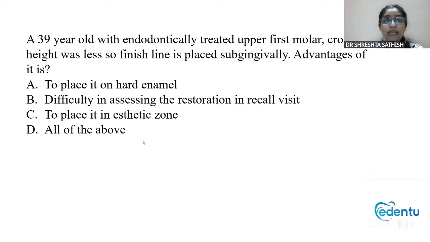Doctor, you did mention to place it in aesthetic zone. I'd like you to come back to the question. It is an upper first molar. It is not even in the aesthetic area. Okay. In a molar tooth, you're not looking for aesthetics. You're looking for proper retention. Okay. Here you are going subgingivally in a tooth with a lesser crown for better retention and to place it on hard enamel. Okay. I hope that's clear.